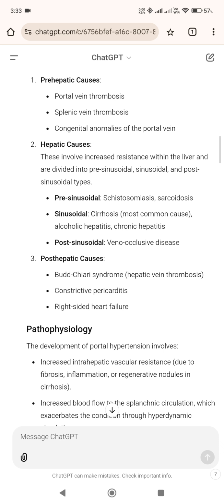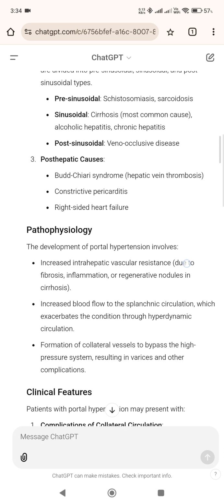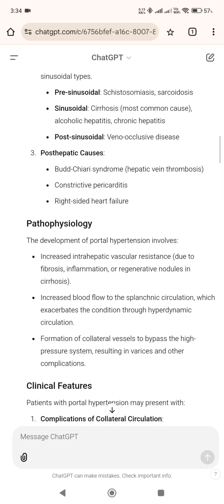Pathophysiology. The development of portal hypertension involves increased intrahepatic vascular resistance due to fibrosis, inflammation, or regenerative nodules in cirrhosis. Increased blood flow to the splanchnic circulation, which exacerbates the condition through hyperdynamic circulation. Formation of collateral vessels to bypass the high-pressure system, resulting in varices and other complications.